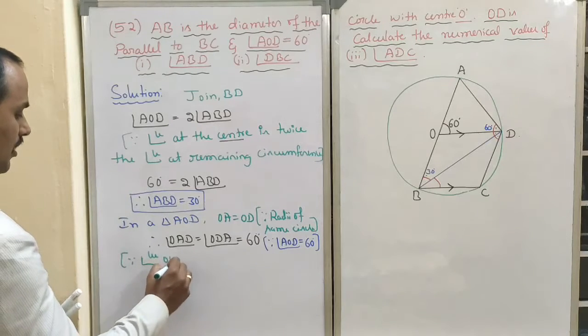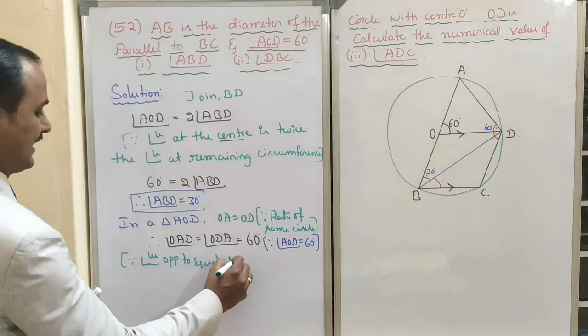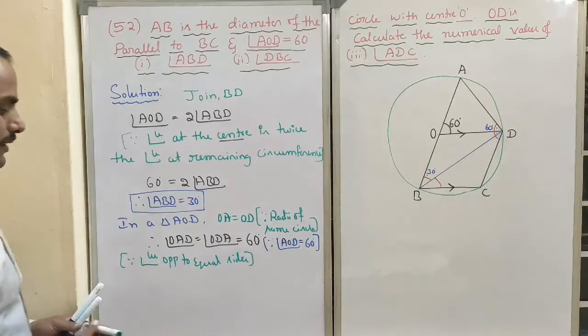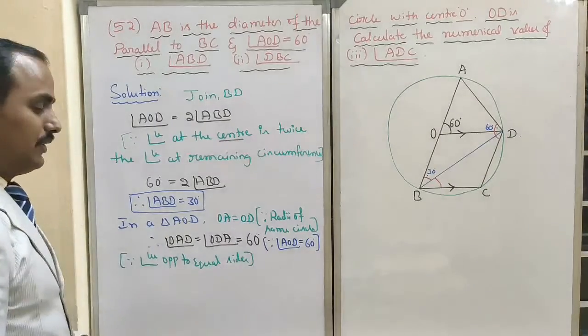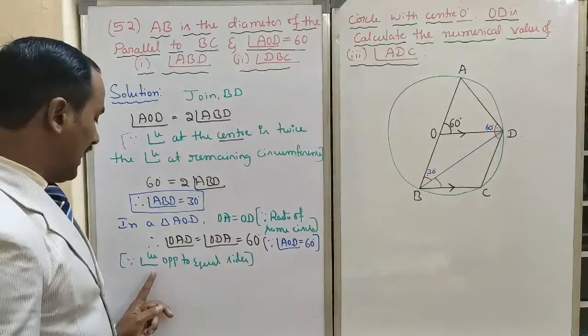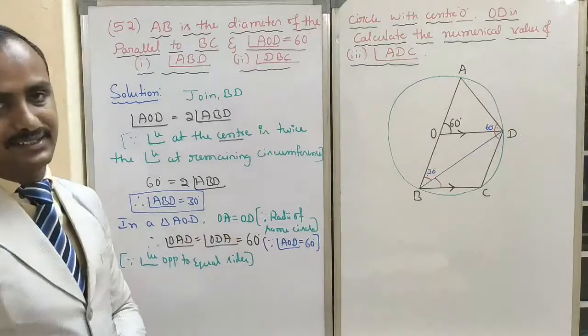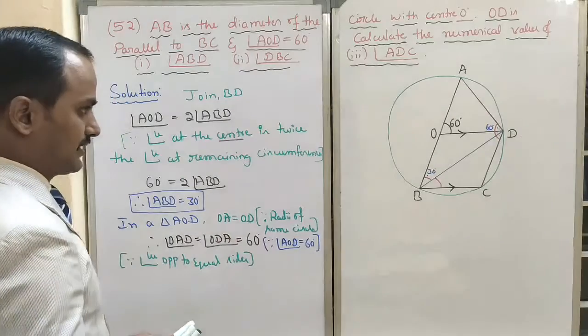Angles opposite to equal sides. Clear? These two angles equal means the two sides are equal in a triangle. Therefore, these two angles are opposite to equal sides. Clear? Okay. Now dear children, what is the next step?